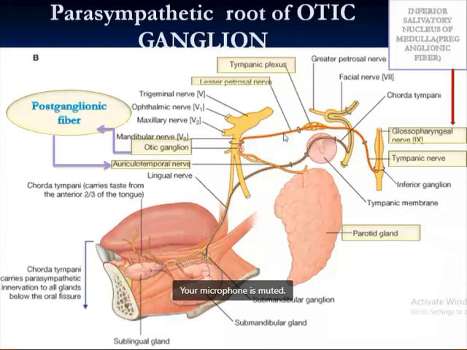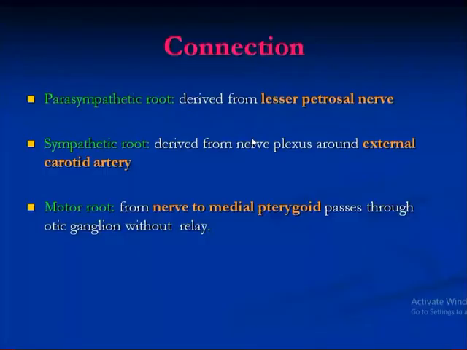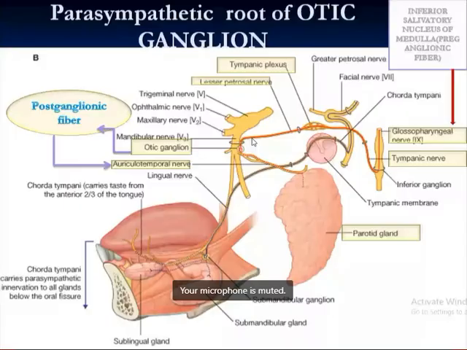Parasympathetic root. यसमा हेर्नु है. So can you see this one? This one is the parasympathetic root. And same over here we also have the sympathetic root. In the diagram, sympathetic root goes through. Now next one is the motor root. Motor root is from the nerve to medial pterygoid muscle, right? Nerve to medial pterygoid.